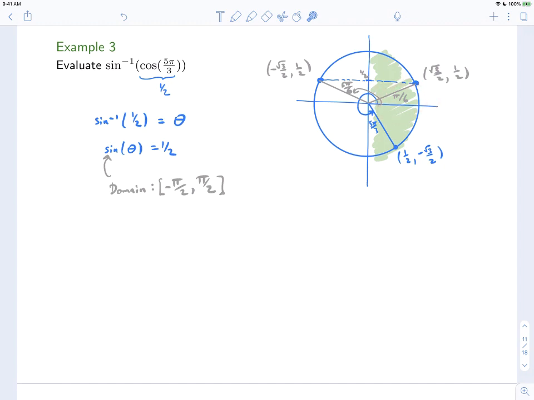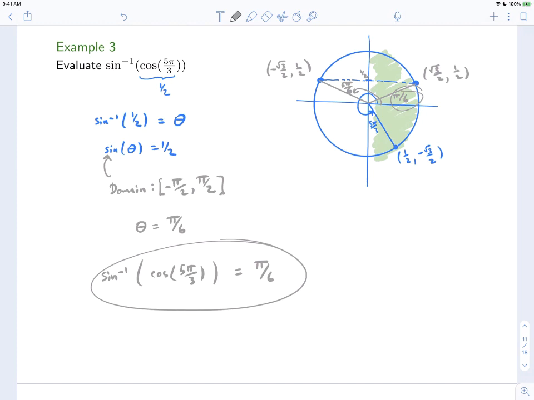That means that the angle we're looking for is pi over 6. So in that case, theta is equal to pi over 6. And that's our answer. So we could write it all out. Sine inverse of cosine of 5 pi over 3 is equal to pi over 6. And that's our answer.